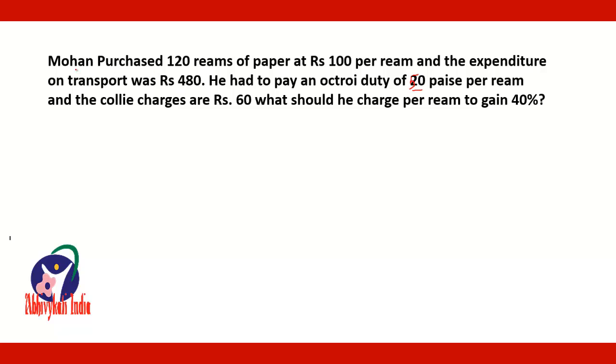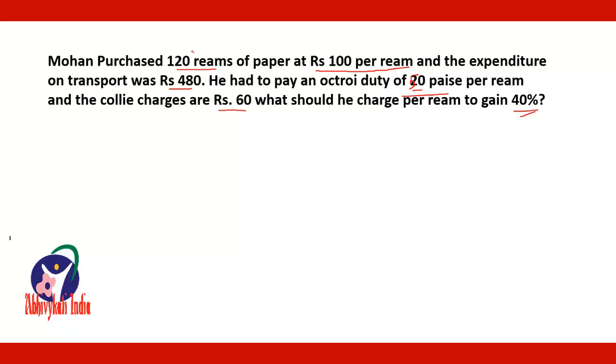Here is the question on the screen, that Mohan purchased 120 reams of paper at rupees 100 per ream and the expenditure on transport is 480. He had to pay an extra duty of 50 paise per ream and the coolie charges rupees 60. What should he charge per ream to get 40%?